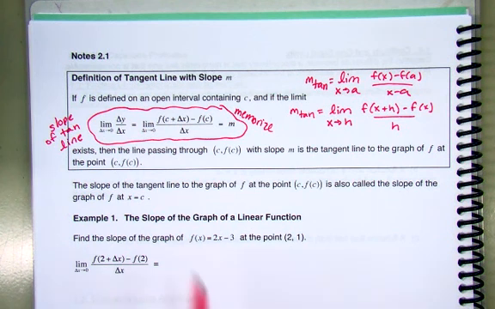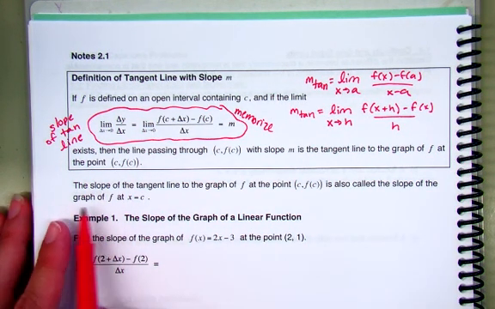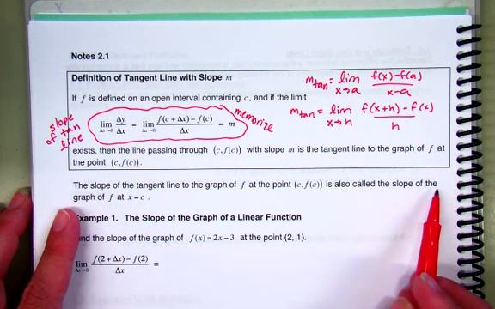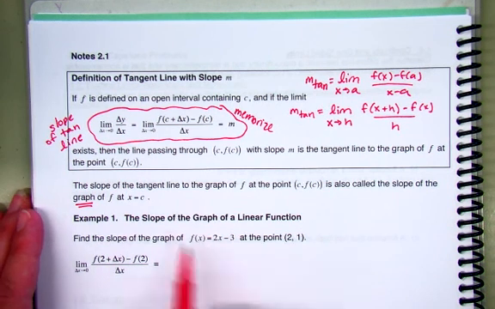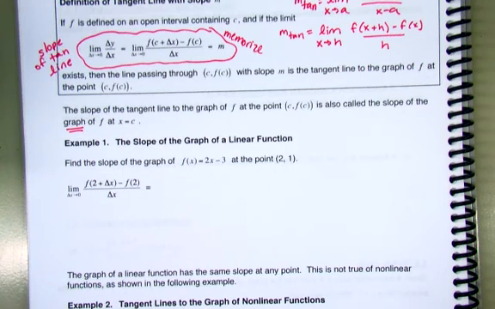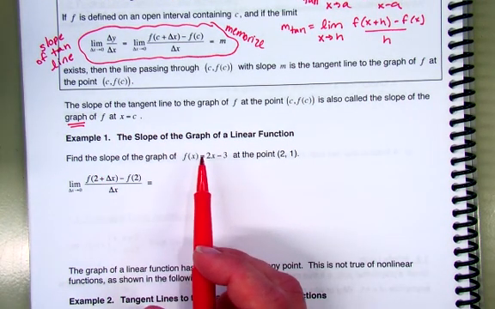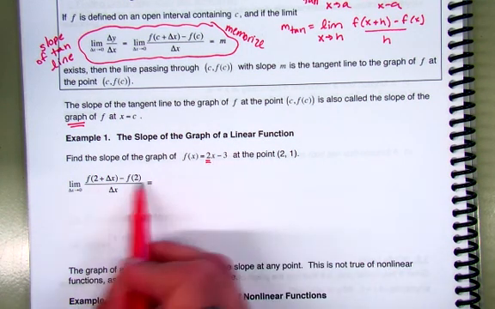All right, so the slope of the tangent line is also called the slope of the graph. Sometimes you'll hear me say that. Instead of just saying the slope of the tangent line, we're finding the slope of the graph of f at that point c. Let's go through and do a linear one using this new formula so you can get used to it. Obviously, we know the slope is going to be 2 here. It's a linear graph, 2x minus 3, so the slope has to be 2. But let's go through the long way and figure this out.